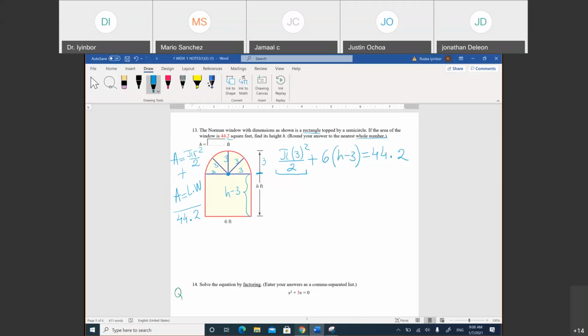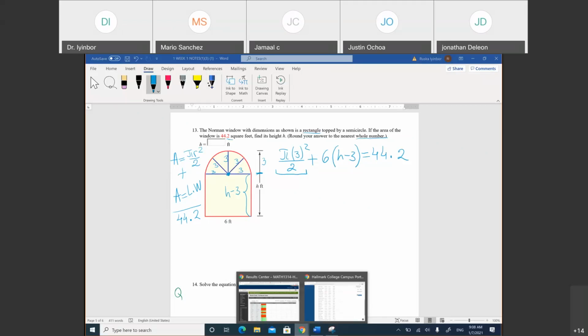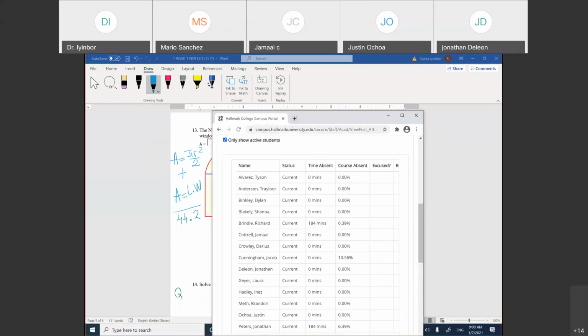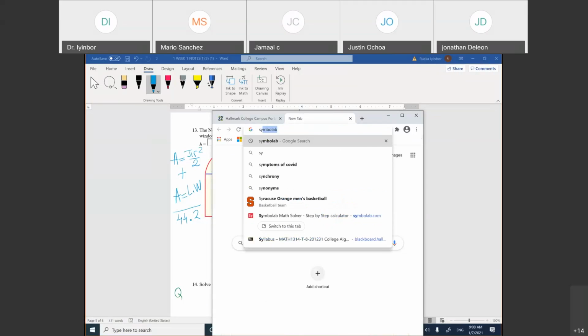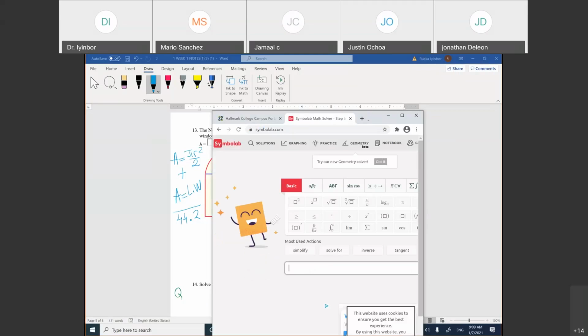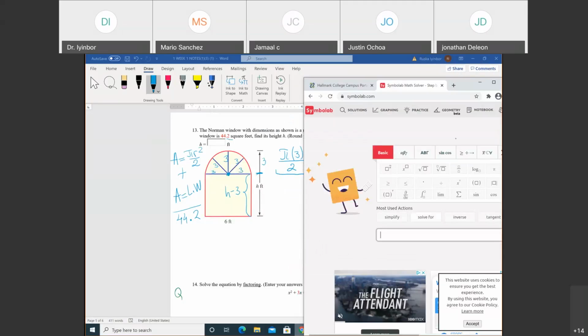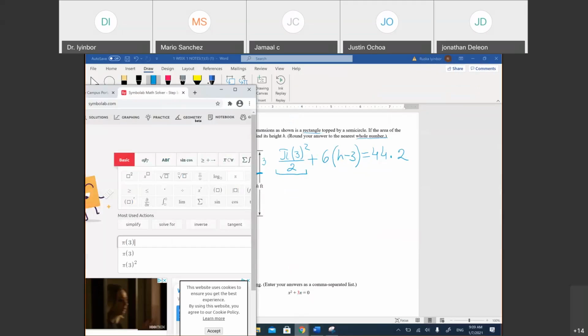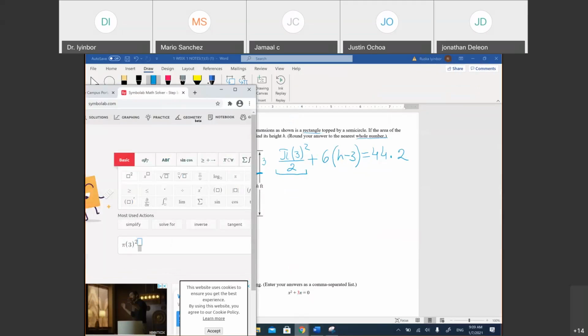Okay, so let me use this. I'm going to just put the number there. So we have pi right here, pi, and then 3, just the way it is, squared, divided.